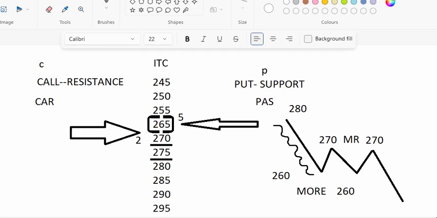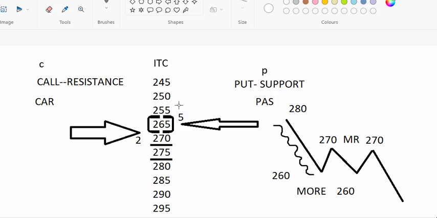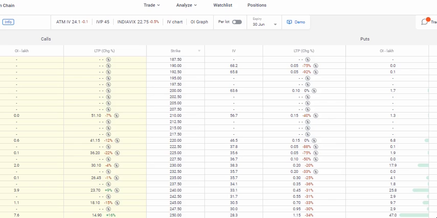The number of call and put writers, call resistance and put support, are they the same as always? No, it changes all the time, right? Every minute the support and the resistance amounts are changing. There are different ways you can find out. Like I said, you can find out from Sensibull's website, or you can also Google easily.